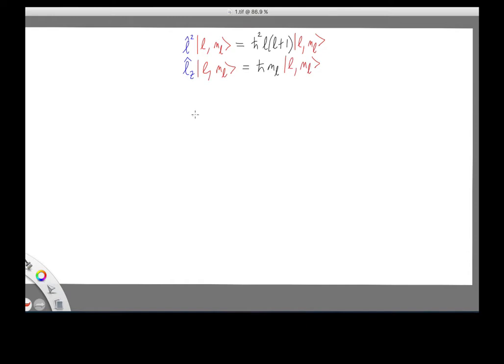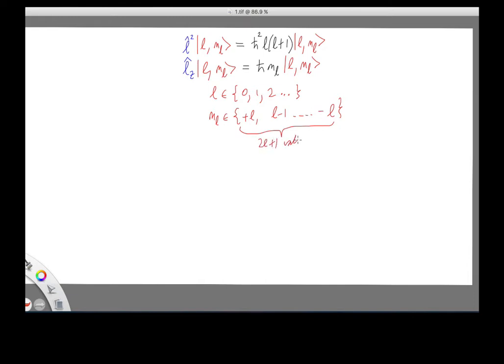As discussed last time, the values of L include 0, 1, 2 going up to infinity, and the values of ml depend on the values of L. They go from plus L counting down in steps of 1 to minus L, which comprises 2L plus 1 values in general.